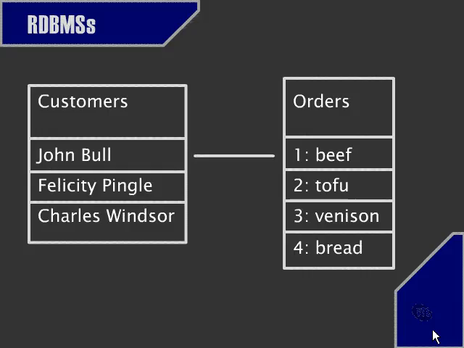So, John Bull bought the beef, Felicity Pingle bought the tofu, Charles Windsor bought the venison, and then because the shop attendant is not writing down the name but simply referring to the entry already in the customers table, there's no chance of an error. John Bull is connected with the bread order as well.